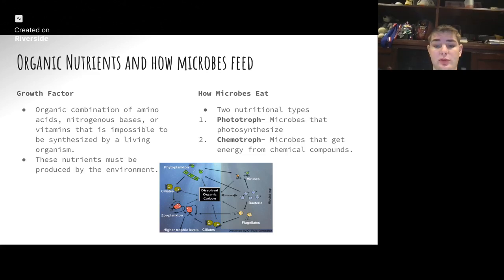So how do these microbes feed? There's two different nutritional types, phototroph and chemotroph. Phototrophs are microbes that photosynthesize, and chemotrophs are microbes that get energy from different chemical compounds.